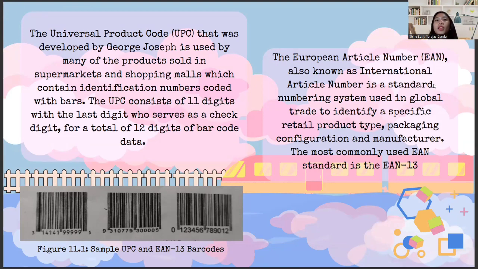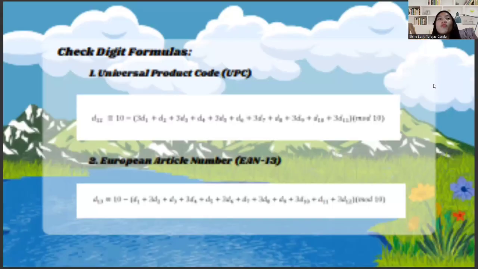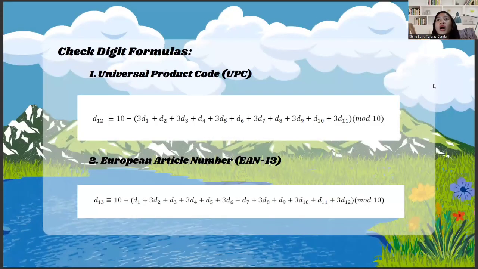Here we have the European Article Number, also known as the International Article Number. The most commonly used EAN standard is the EAN 13. Look at figure 11.1. There we have a sample of UPC and EAN 13. So let's move on to the check digit formula of UPC and EAN 13.